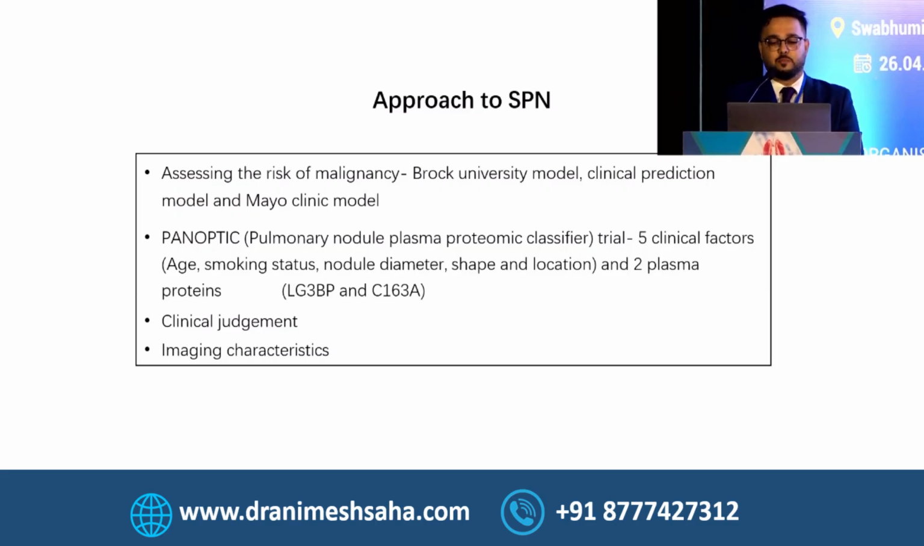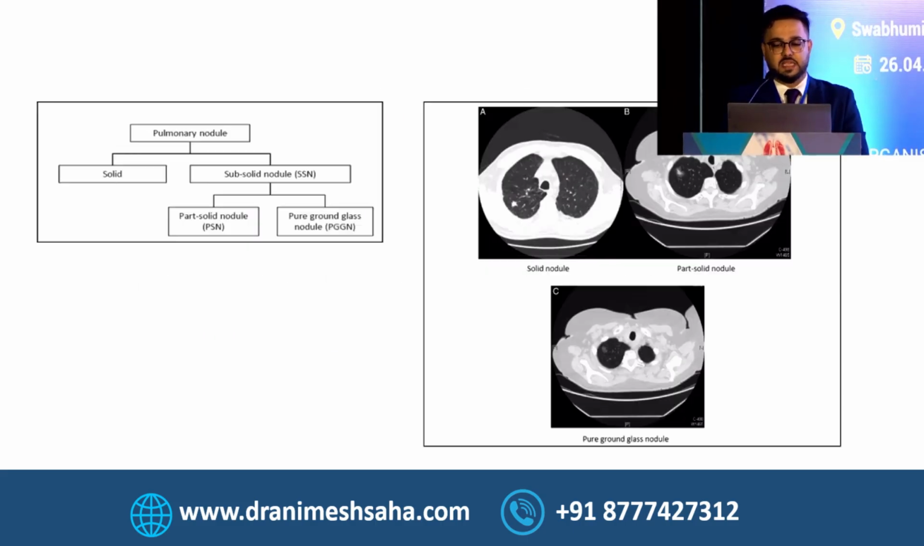For assessing the risk of malignancy, we have to use the Brock model, a clinical prediction model, and the Mayo Clinic model can be used from the clinical judgment and imaging characteristics. The pulmonary nodules can be divided into solid and subsolid, where it could be a part solid or a pure ground glass nodule.